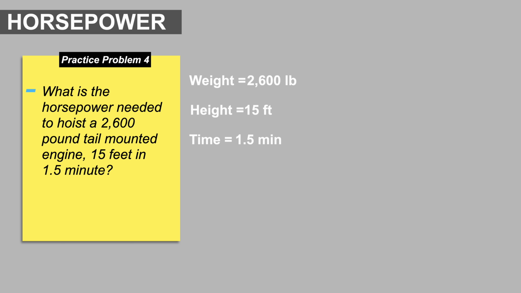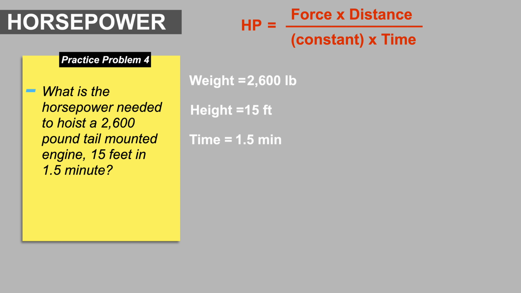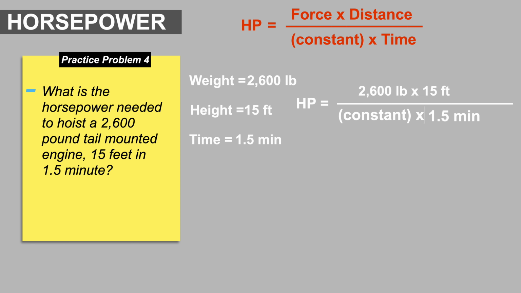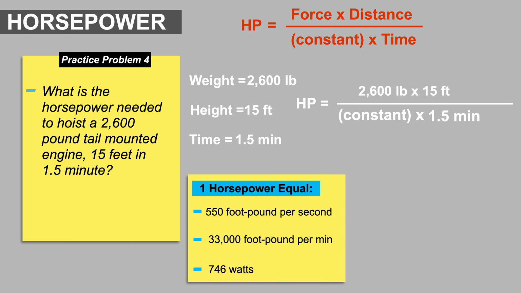Now that we've identified our variables, let's use the formula for horsepower and plug in the given variables. 2,600 pounds will substitute for force, 15 feet will substitute for distance, and 1.5 minutes will substitute for time, multiplied by a constant. We are almost ready to solve the equation, but first we are still missing one key piece of information. What constant do we use? We have to decide out of the three constants which one fits the best.